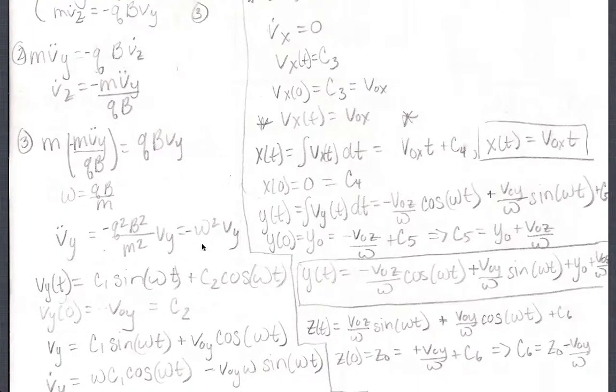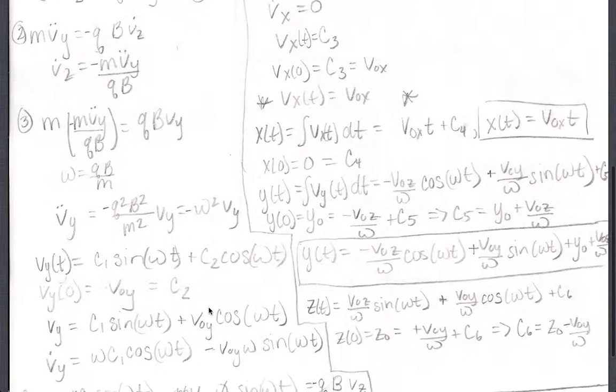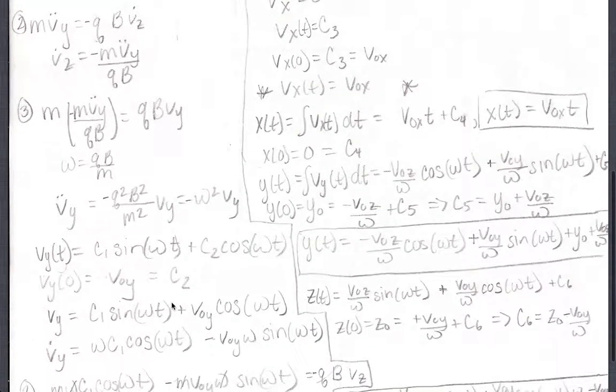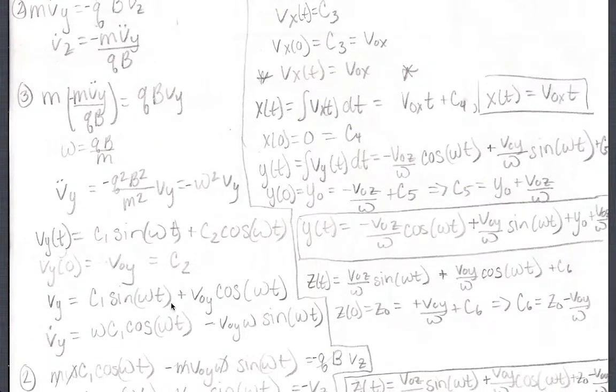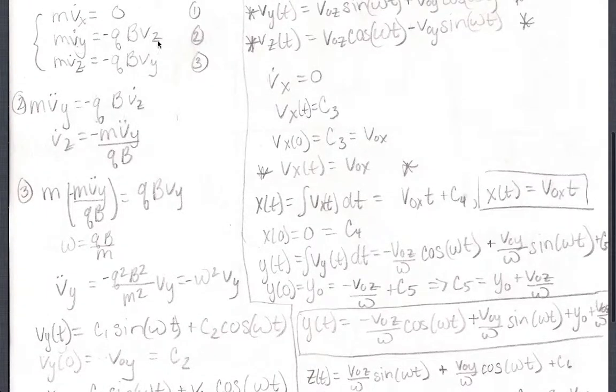So the solution to this equation we know is a linear combination of sines and cosines. So c1 sine omega t plus c2 cosine omega t is equal to vy. And using the initial condition, we know vy of 0 equals v naught y. And when t equals 0, you're just left with c2. So that's what c2 is. Just rewriting vy.